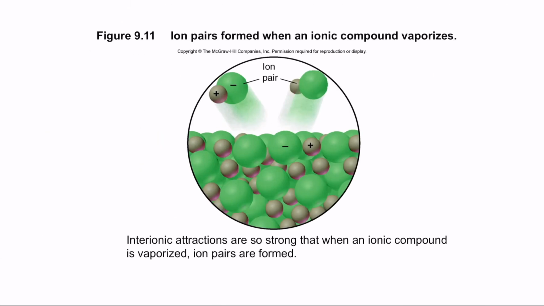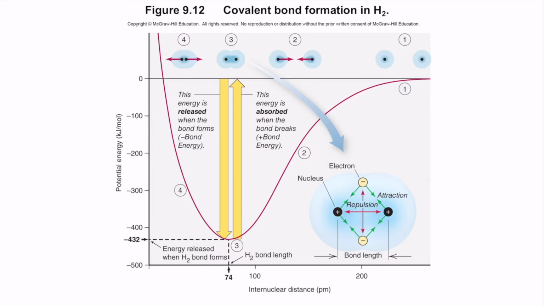So with that we end the topic on ionic bonds. Next, let's talk about covalent bonds. How do covalent bonds form? Here let's talk about the formation of a covalent bond of hydrogen.